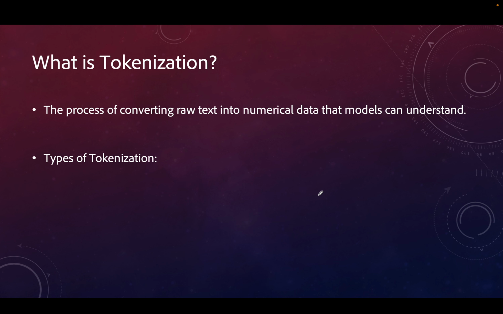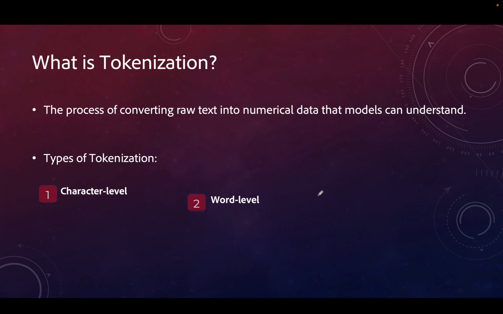There are different types of tokenization. One is that we break each character of the text into a token, so each character will have a unique ID. That is called character level tokenization. But that is not very effective since individual characters do not convey any significant meaning, and the model is not able to learn much from that.